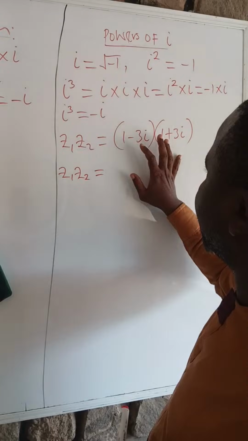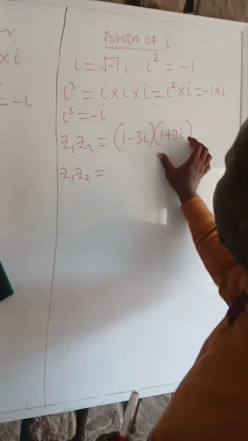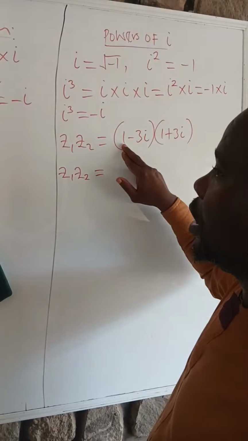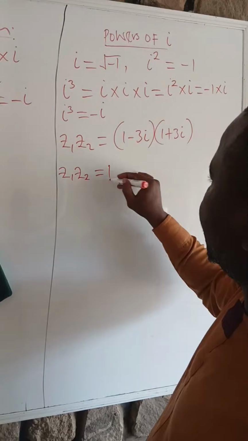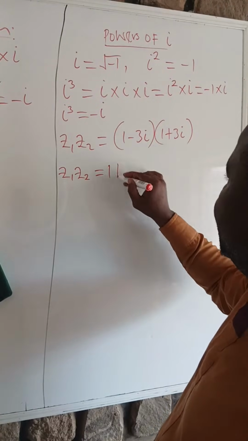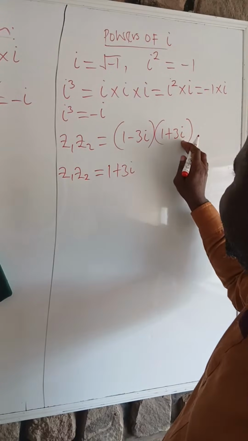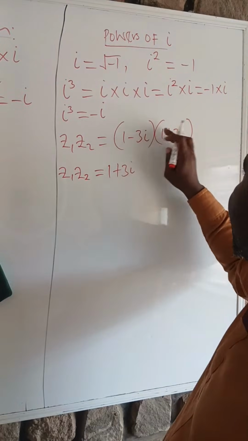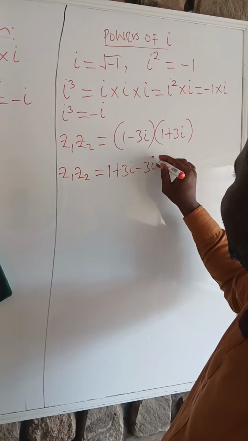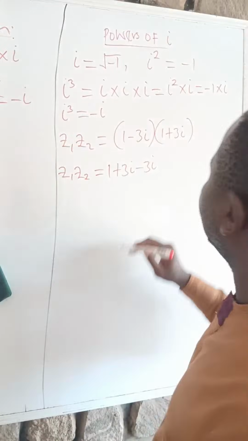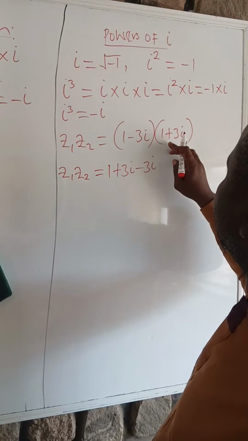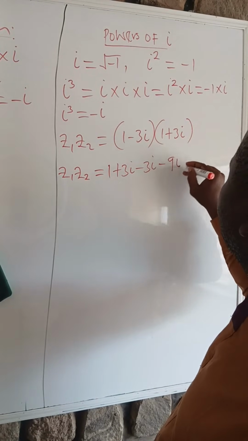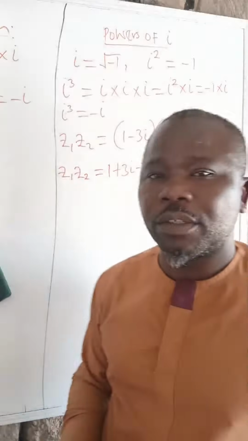If we want to open these two brackets, we use one of the brackets to multiply the other one. Then we open the bracket. So 1 times 1, here we are going to have 1. 1 times plus 3i, plus 3i. Then we have minus 3i to multiply out this bracket. Minus 3i times 1, minus 3i. Are you following? Then minus 3i times plus 3i, we are going to have minus 9i squared. True or false? It's true, right?